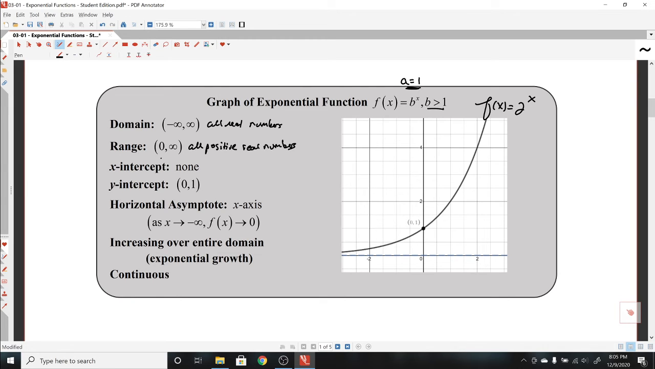Since I'll never get 0 out, there's never going to be an x-intercept. Again, barring any sort of transformation where we shift the graph up or down. The y-intercept is 0, 1, again, because if you plug in 0, anything to the 0 power is 1.